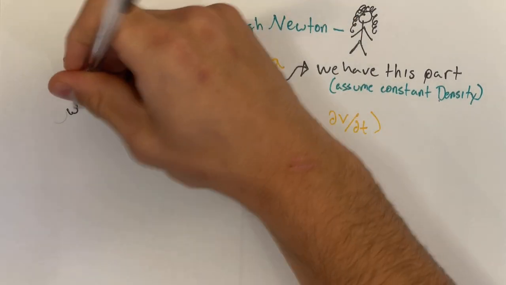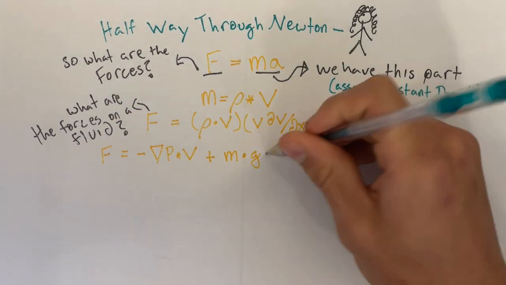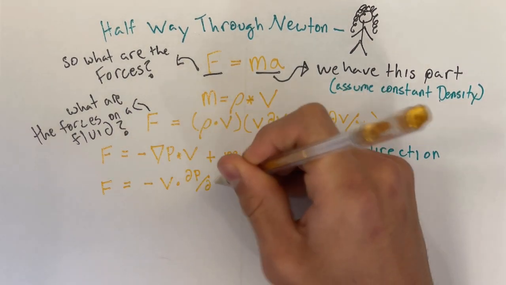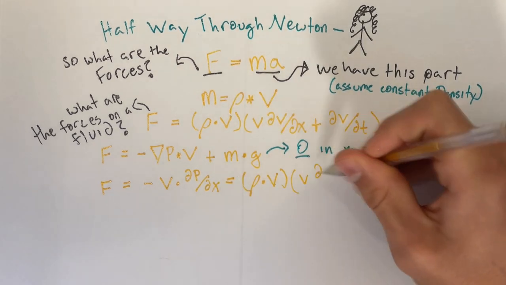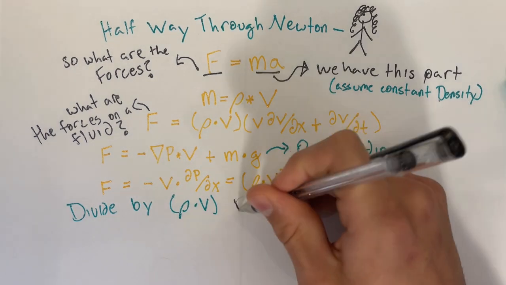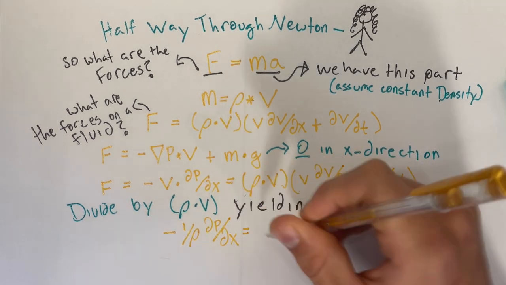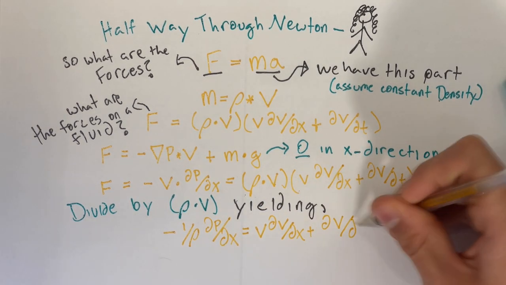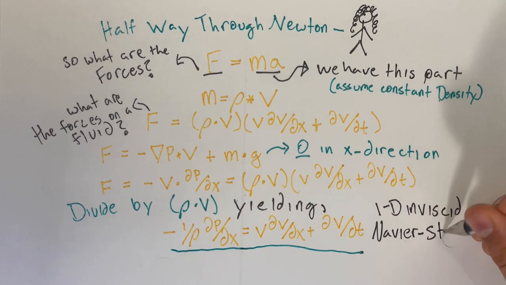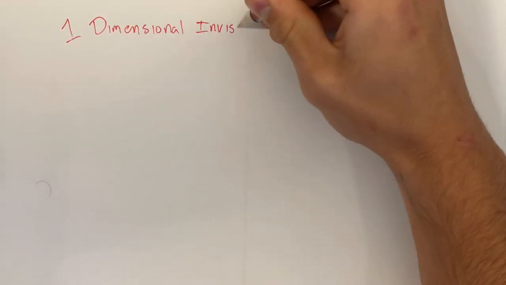Good, we're almost there. It turns out that the force on an inviscid fluid is the gradient of the pressure, del p times the volume, plus mass times body accelerations, which usually means gravity and is zero in the horizontal x direction. So F equals volume times partial p partial x, which is equal to rho V times v partial v partial x plus partial v partial t. Dividing by mass gives us the one-dimensional inviscid Navier-Stokes equation. 1 over rho times partial p partial x is equal to v times partial v partial x plus partial v partial t.